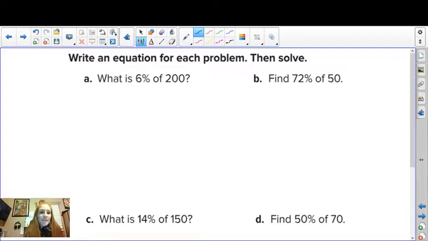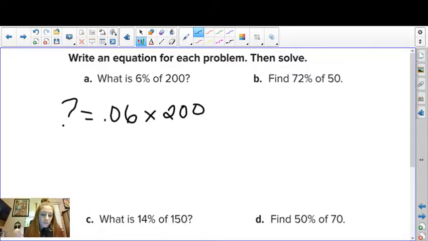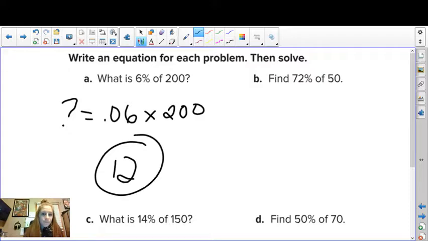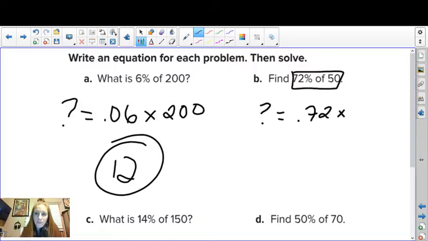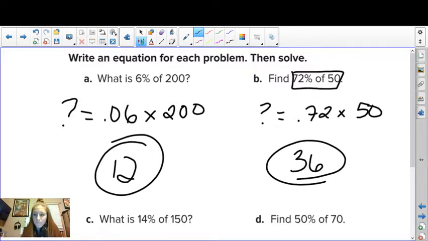A says what is 6% of 200? So what is 6% of 200? 12. Find 72% of 50. So I have this part, which is most of the words. Of means multiply. I need to get some kind of an answer. So even though it doesn't say what is, 72% of 50? It's 36.